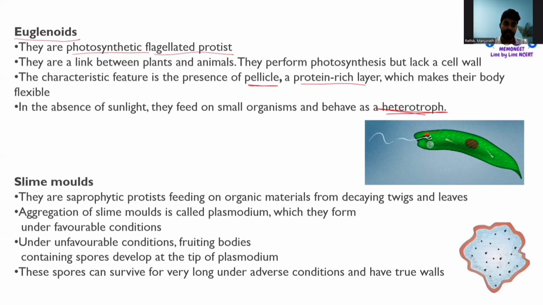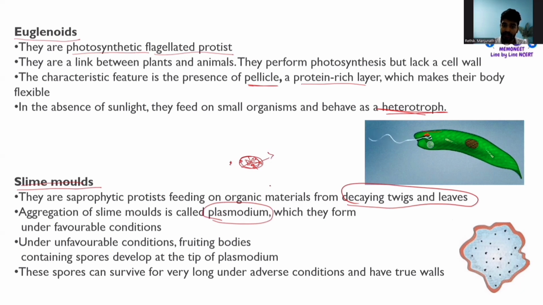The next one is slime molds. So what about the slime molds? They are saprophytic in nature. That means they normally feed on organic matter from decaying twigs as well as leaves. During unfavorable conditions, if you consider these as slime molds here, they are going to come together and aggregate together. This condition is called plasmodium.